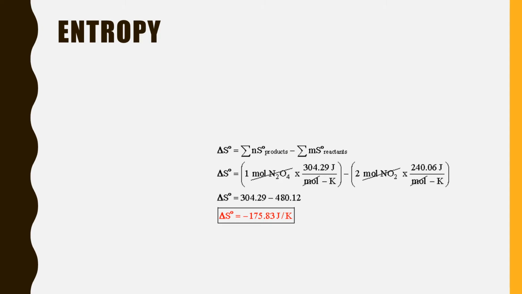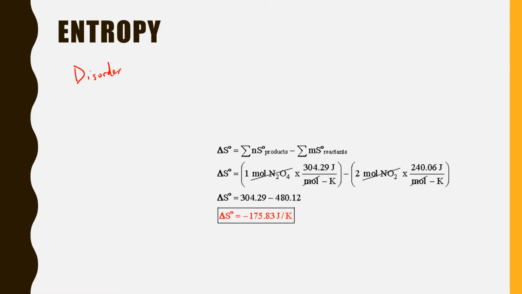Moving on to entropy. Entropy is basically defined as disorder. Think of this on a molecular level. Are these molecules, these atoms, moving around in a chaotic fashion where they're very disordered, or are they moving in a nice, neat, ordered pattern?